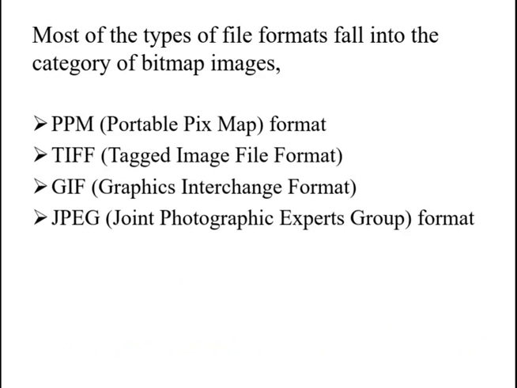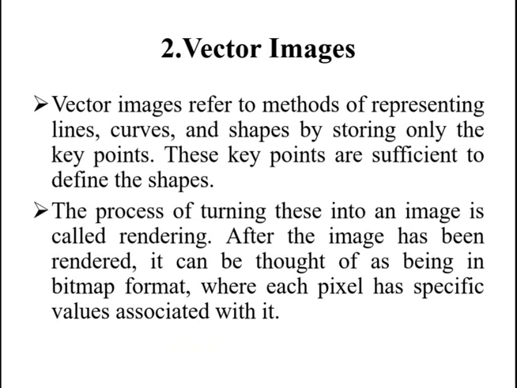The next one is vector images. Vector images refer to the method of representing lines, curves and shapes by storing only the key points. These key points are sufficient to define the shapes. The process of turning these into an image is called rendering. After the image has been rendered, it can be thought of as being in a bitmap format, where each pixel has a specific value associated with it.